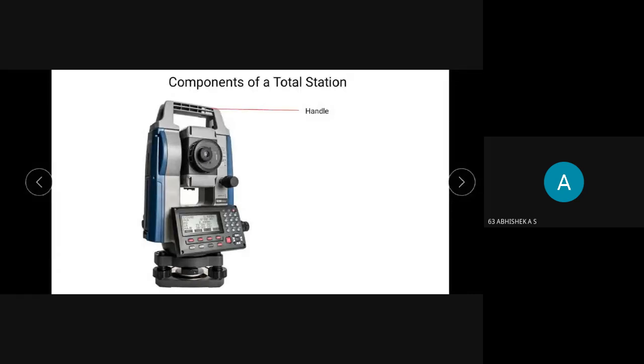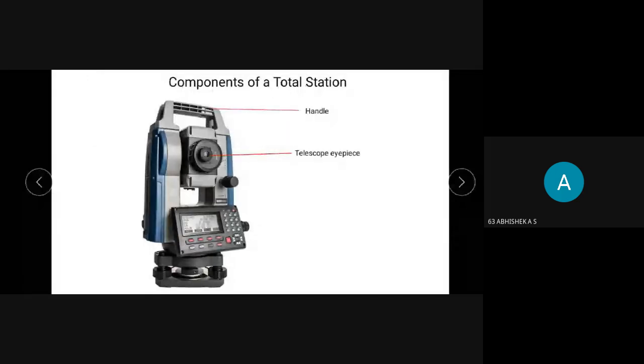So first one, this is a handle. It is for carrying this total station from one point to another. This is the telescopic eyepiece through which you can view the point. It has a telescope through which you can view a point, the object or the station point.